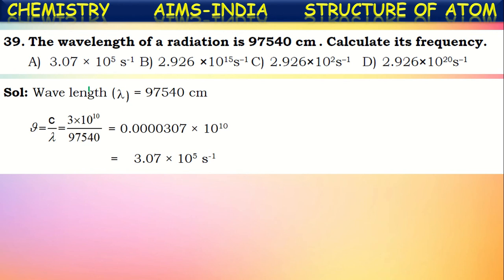Wavelength lambda is equal to 97,540. Now, this is given in centimeters. So velocity of light is also taken in the same system of units, that is centimeters per second, which is equal to 3 into 10 to the power of 10 centimeters per second. Substitute those values, do the calculation, and we get 3.07 into 10 to the power of 5 second inverse. This is the frequency. So if you know the relation between the two quantities, we can find out the unknown one.